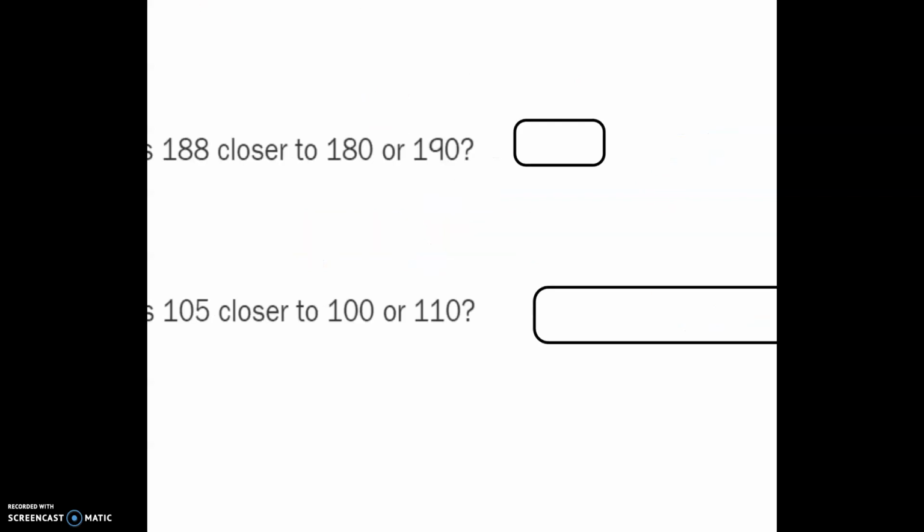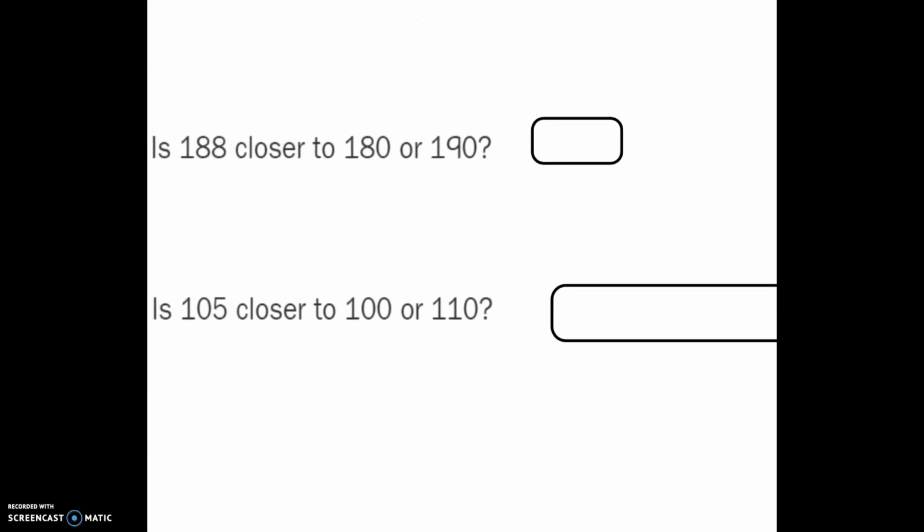Now we have, again, let me move my screen over. 188, is it closer to 180 or 190? Well, it's between 180 and 190, but it is indeed closer to 190. Now I've got 105. Is it closer to 100 or 110? Well, it's between 100 and 110. Oh, and wait, it ends in a 5, so it's going to be the halfway number. Anytime the number that you're rounding is the halfway number, we round it up. So it's going to be closer to 110.